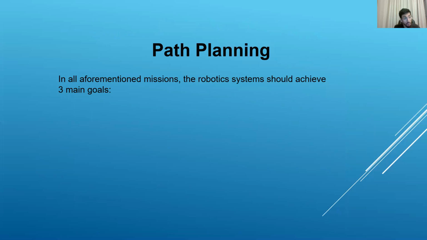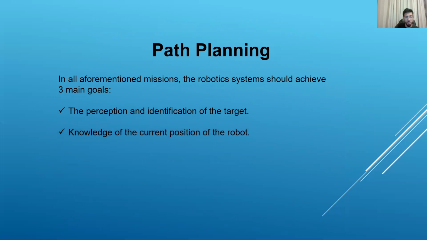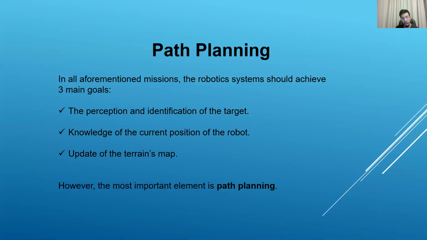And in all these missions, the robotic systems should achieve three main goals. First of all, the perception and the identification of the target. Secondly, the knowledge of the current position of the robot. And finally, the robot should update the terrain map. However, the most important thing is the path planning.